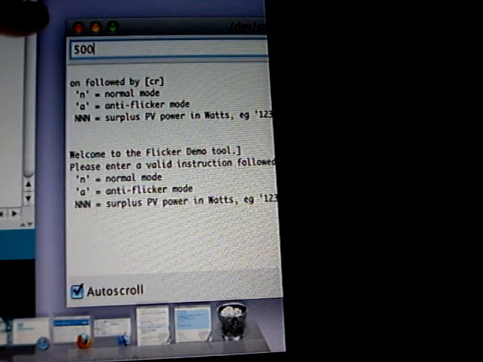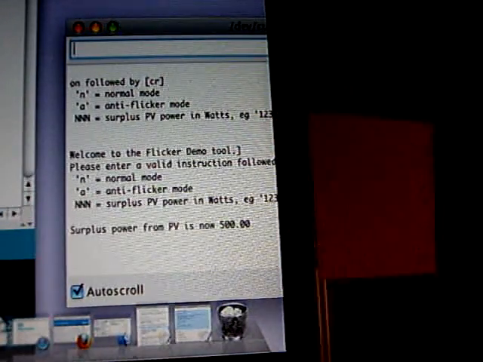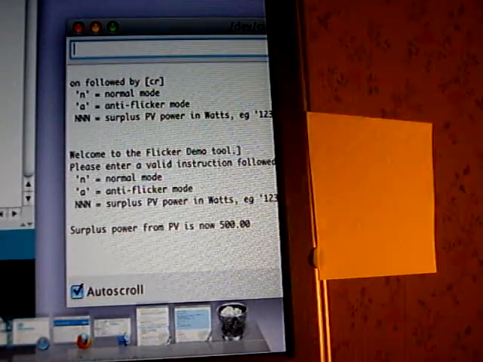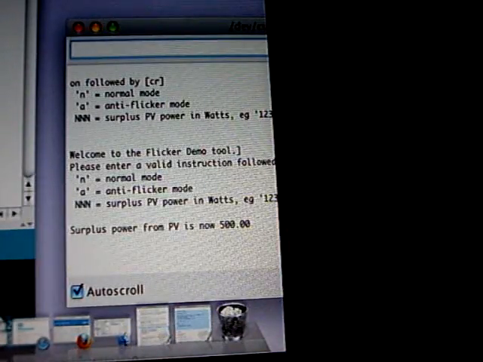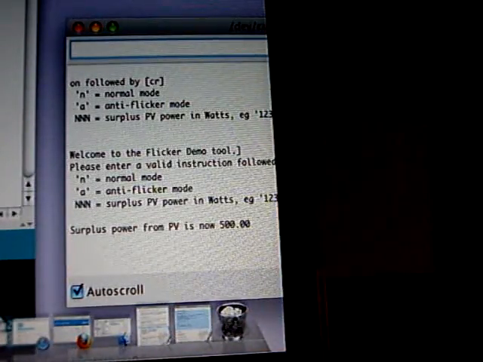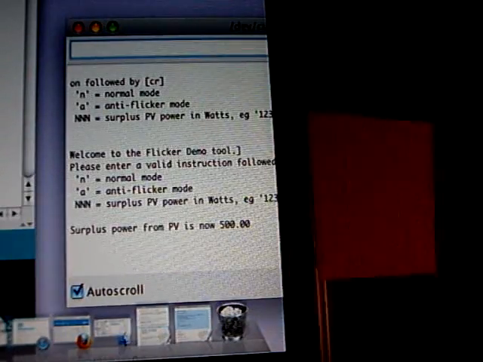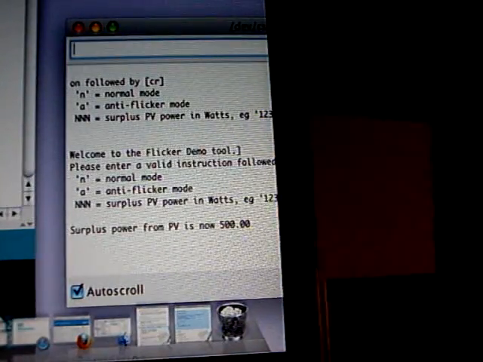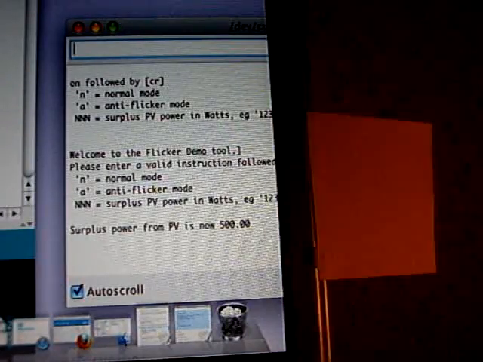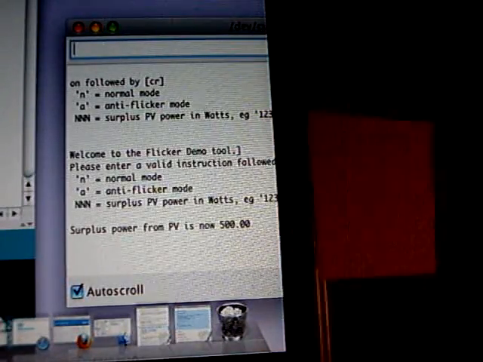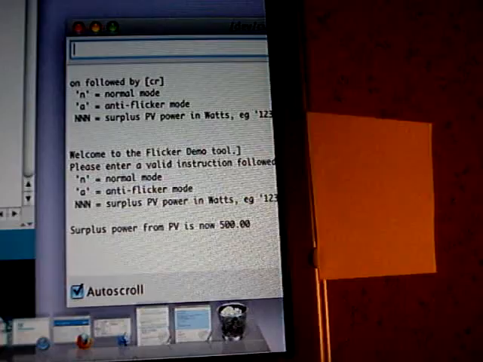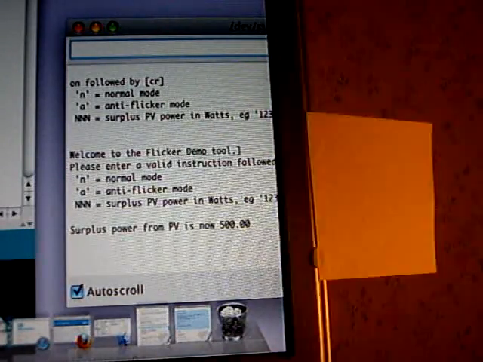500 goes into the little box on the top, followed by carriage return, and I don't know how well it's going to pick up on the screen, but we have got some quite unpleasant flicking going on. So the flicking that I hope will appear on the screen is actually a light bulb. It's a 60 watt light bulb, just catching a piece of paper there. So this is serious flicker.